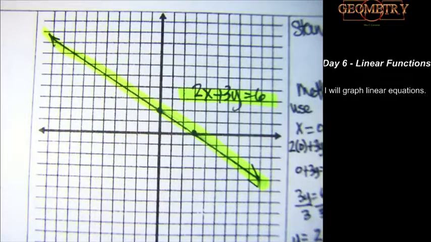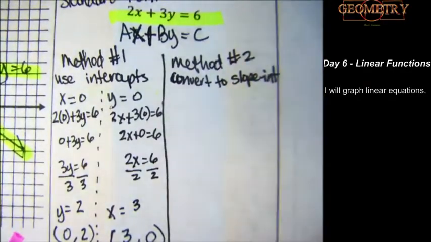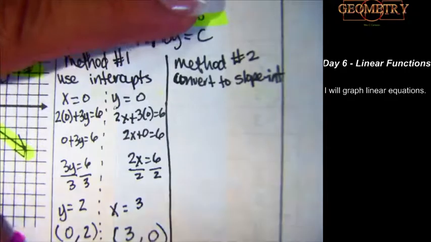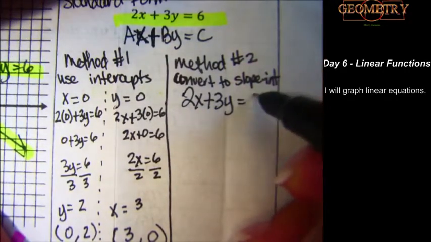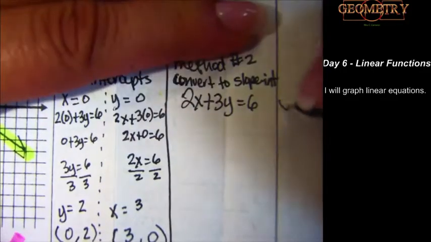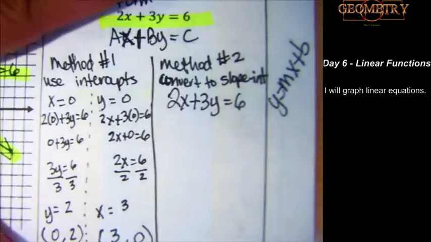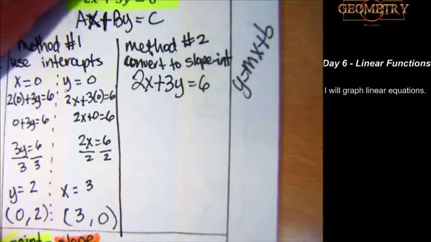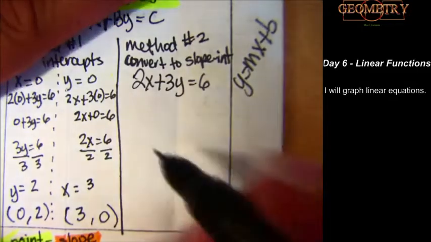Let's talk method 2. Method 2, I said convert it to slope-intercept form and then just do the slope-intercept thing to it. So I'm going to take my standard form of the equation of the line that looks like this, and I'm going to rewrite it so that it ends up looking like that. Which means I want y by itself, everything else on the other side of the equal sign.